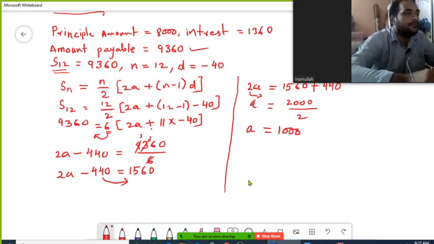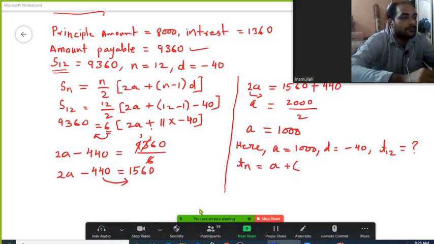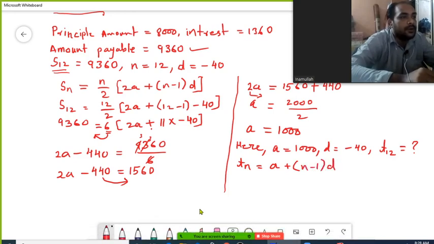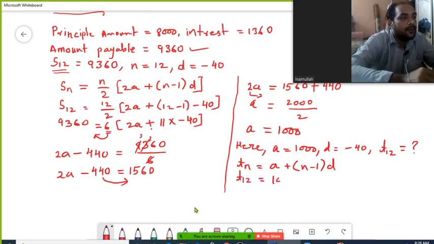Now, here A is 1000, that is first term, common difference is minus 40, and I think this is sufficient information to find out T12, and we need to find out T12, that is last installment. So we can use the Tn formula, A plus n minus 1 into D. Tn, that is T12, A 1000 plus 12 minus 1, common difference is minus 40.